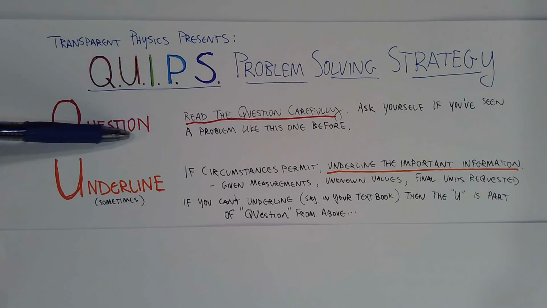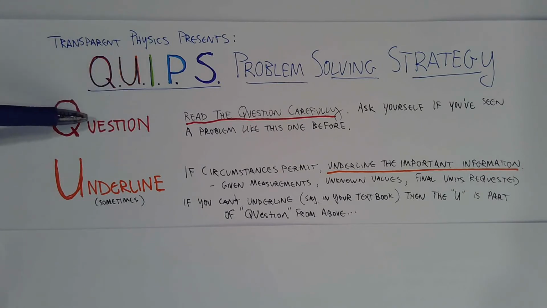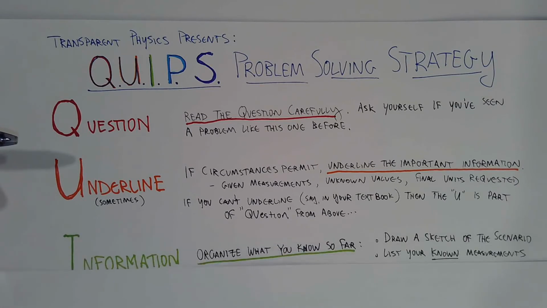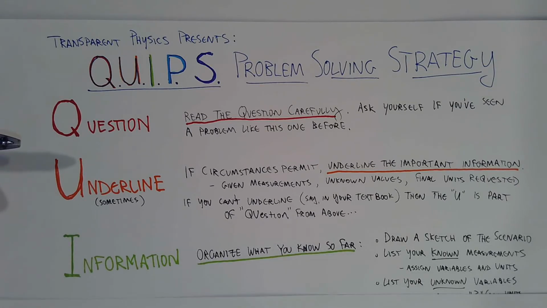So the acronym is still valid. It's the QU for question, and we'll just skip the underline and move on from above. So don't worry, acronym integrity maintained. So you've read the question, you've emphasized the important information, and then the next thing we go for is look at the information that we have.